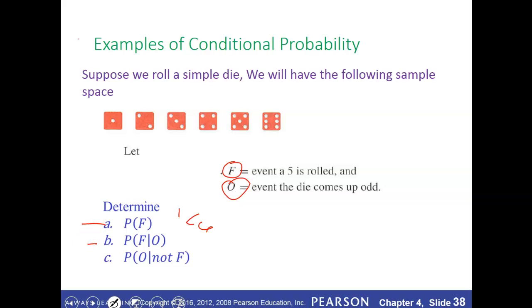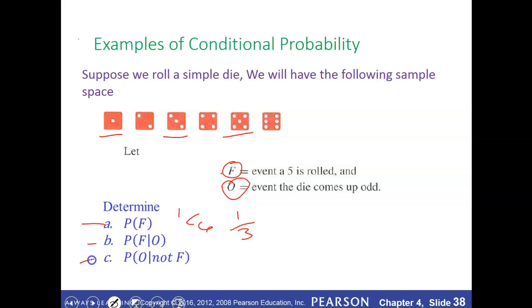B is next, the probability of F given O. So the probability that we get a 5 given that it's odd. Well, there's a couple ways to do this, but if we know that we have an odd number, that means it's either going to be a 1, 3, or 5. So there's 3 possible answers for that, and only one of those 3 is a 5. And so the probability of F given O is 1/3.